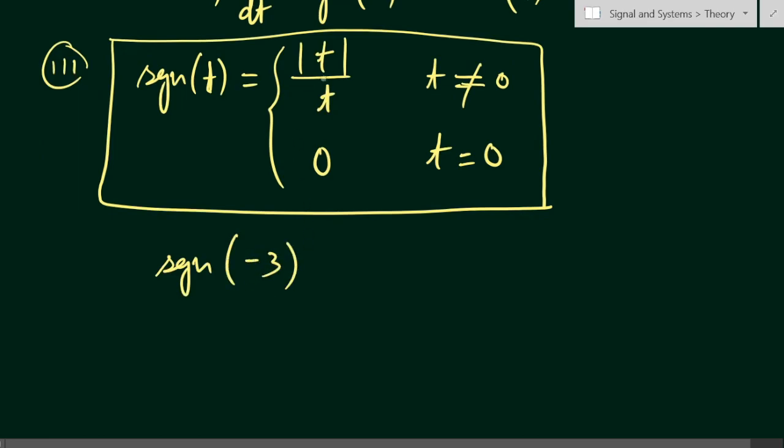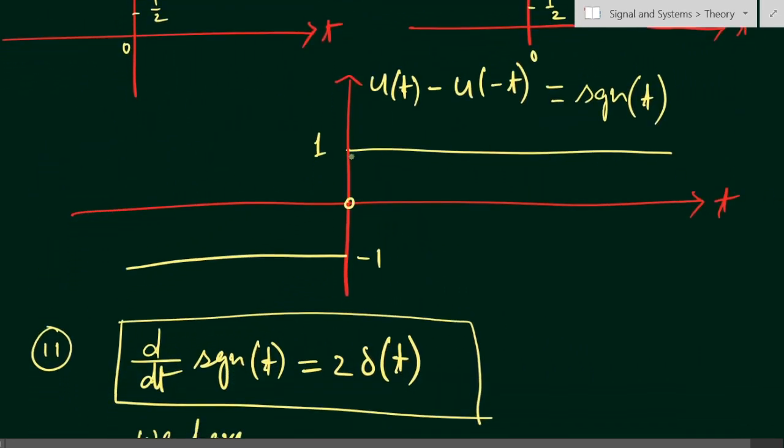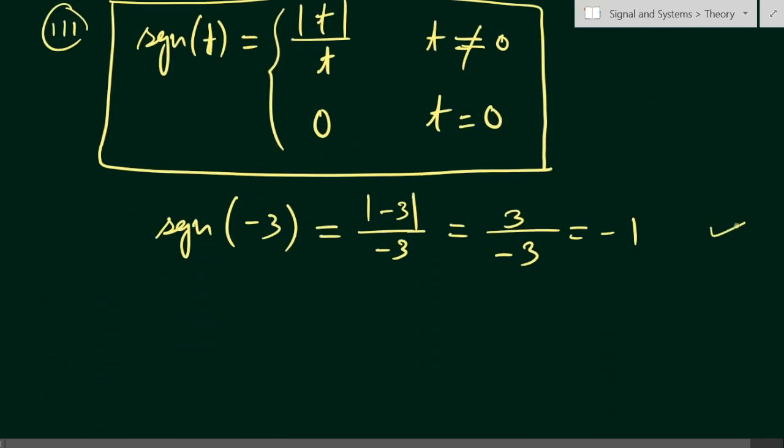So what we'll have? This is the function, because t is not equal to 0. So we have mod of minus 3 by minus 3. So what we'll have? Mod of minus 3 is 3 divided by minus 3. So it is equal to minus 1. Now if we see this graph, signum function at minus 3 point, suppose here we have minus 1, minus 2, minus 3. So at this minus 3 point, what is the value? It is minus 1. Okay, that is, this point is valid.